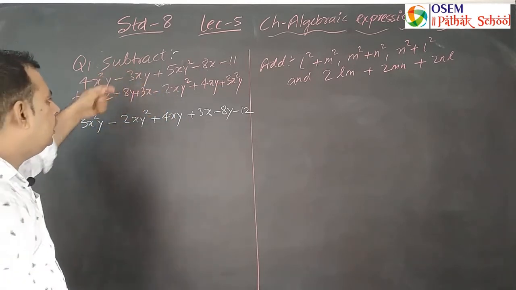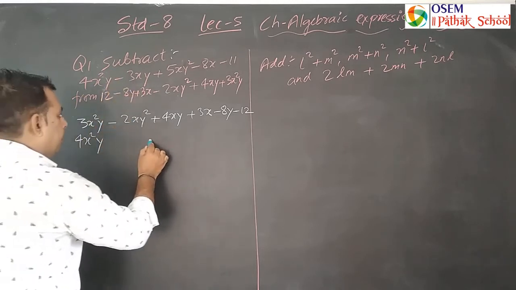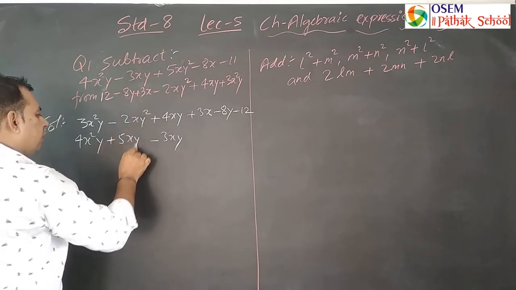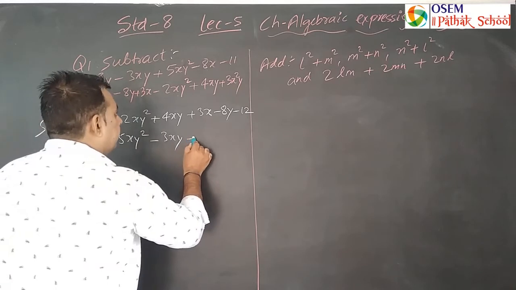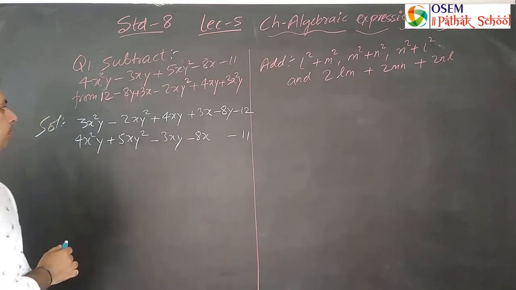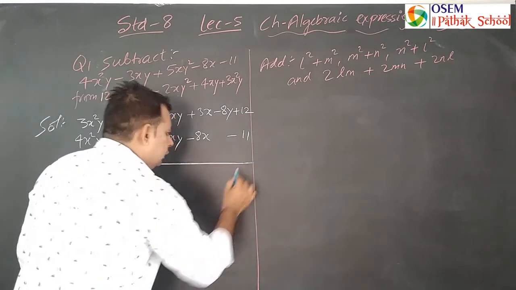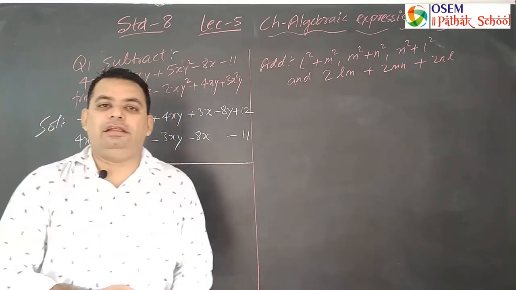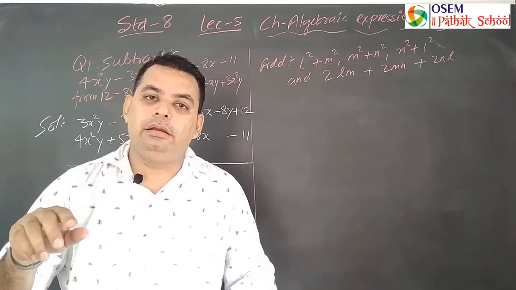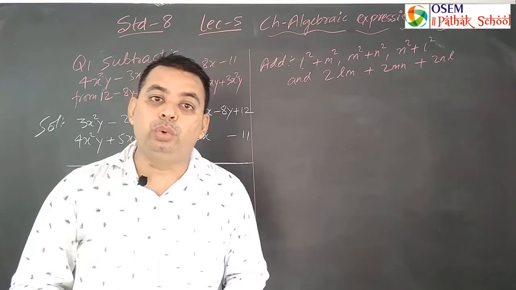Now, pair the like terms. 4x square y, minus 3xy, plus 5xy square, minus 8x and minus 11. It is a plus sign over here. We have placed the plus sign. Now, students, this is a subtraction sum. In subtraction, we will change all the signs of the bottom row. Whatever the sign of the bottom is, we will reverse it. In case of subtraction, we have to do this.